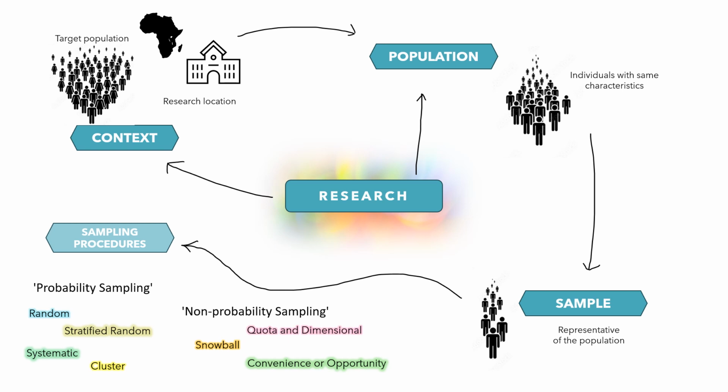And to select them, there are procedures. Those are sampling procedures. There are two options, the probability sampling and the non-probability sampling. In the probability sampling, we have random, stratified random, systematic, clusters. And in the non-probability sampling, we have quota, dimensional, snowball, convenience, or opportunity. That last one I'm going to explain it better later.